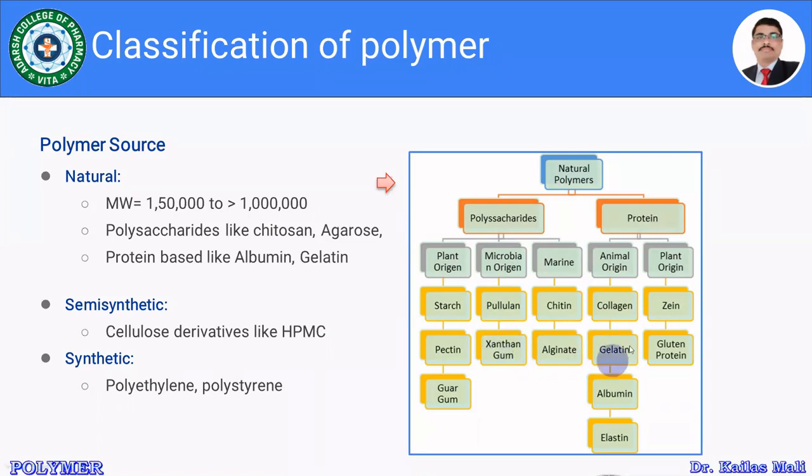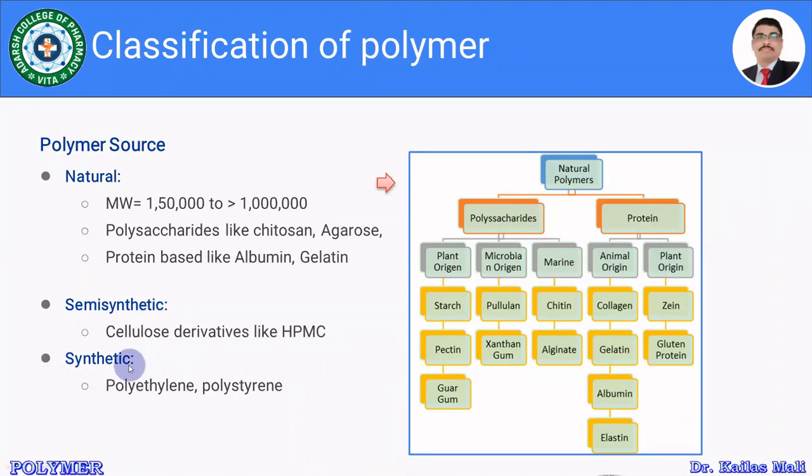Furthermore, you are aware that gelatin is used for the preparation of capsules. Albumin is used for the preparation of albumin microspheres. Zein is used in sugar coating. Semi-synthetic polymers are obtained from the modification of natural polymers. For example, cellulose derivatives like hydroxypropyl methyl cellulose, methyl cellulose, hydroxyethyl cellulose, and ethyl cellulose.